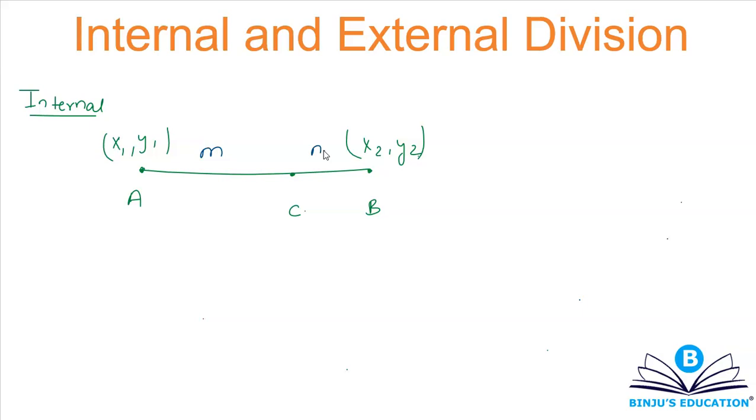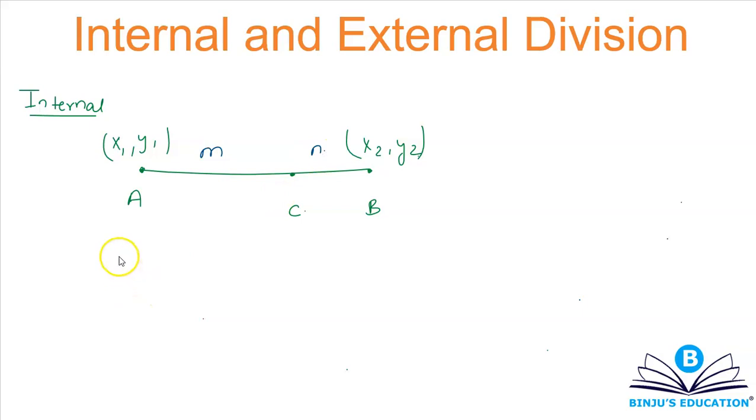There is this point A having coordinates x1, y1, there is this point B having coordinates x2, y2, and there is this point C which divides the line segment joining A and B in the ratio m is to n, and you are asked to calculate the coordinates of point C. How do you do that? I'm going to simply give you the formula, simply memorize it, nothing else is required.